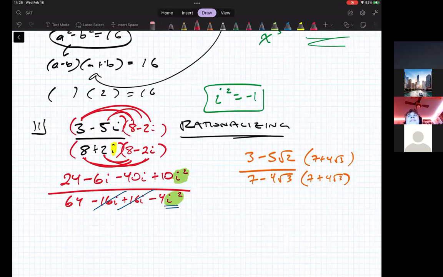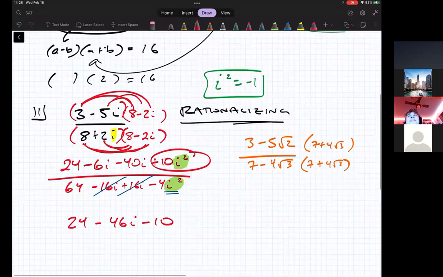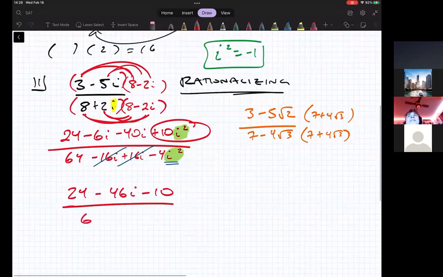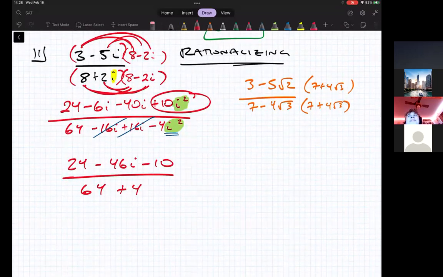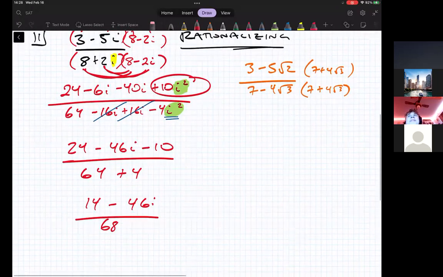So in the numerator, I'm left with 24 minus 46i, and then this becomes minus 10, all over 64, what is that, plus 4. So finally, I'm left with 14 minus 46i all over 68. And in that case, how does that reduce?